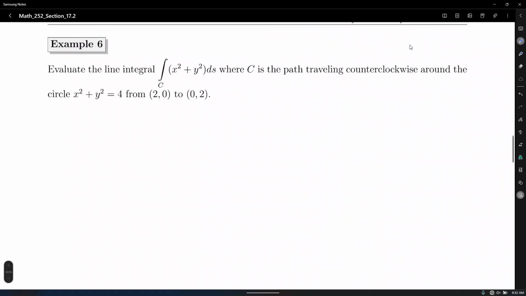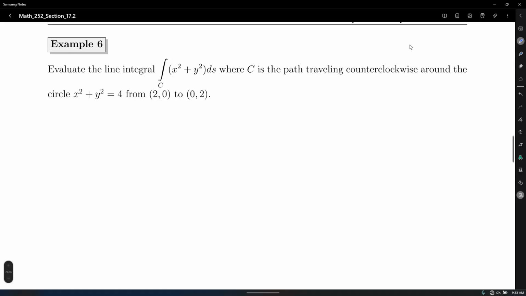Evaluate the line integral of x squared plus y squared, where C is the path traveling counterclockwise around the circle x squared plus y squared equals 4, from the point (2, 0) to the point (0, 2).